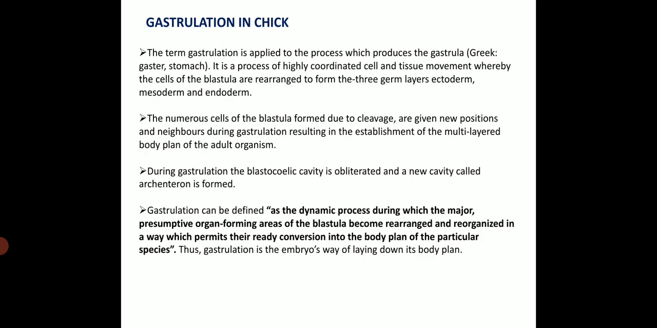Gastrulation can be defined as the dynamic process during which the major pre-assumptive organ-forming areas of the blastula get rearranged and reorganized in a way which permits their ready conversion into the body plan of a particular species. Thus, gastrulation is nothing but the embryo's way of laying down its body plan.